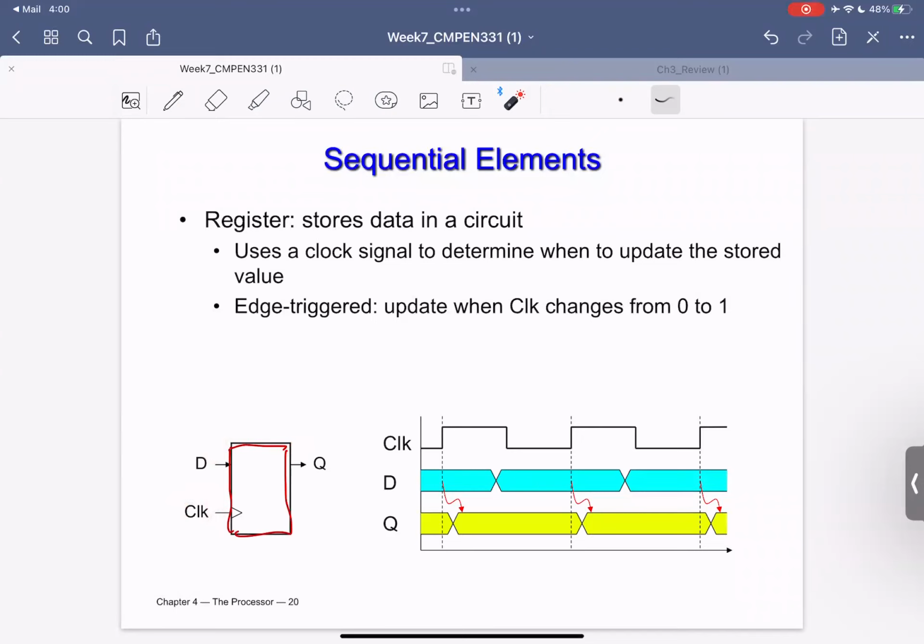Meaning that I will transfer the input to the output at a certain particular edge clock. Maybe I will choose a rising edge clock. So as soon as I have a rising edge clock, I will transfer the input to the output. Others will choose the falling edge clock. So as soon as I have a falling edge clock, I will transfer the input to the output.